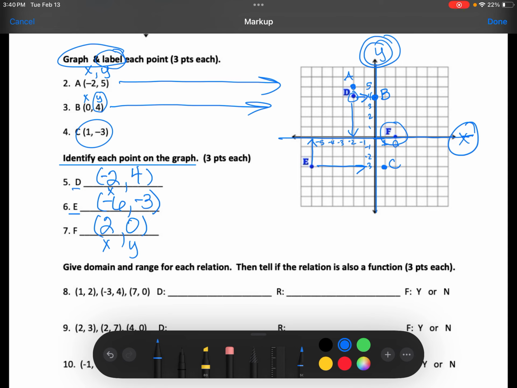So that was on the X axis. F was on the X axis. So I put the 2 in the X spot, and then the 0 goes in the other one. Okay, I had lots of questions.